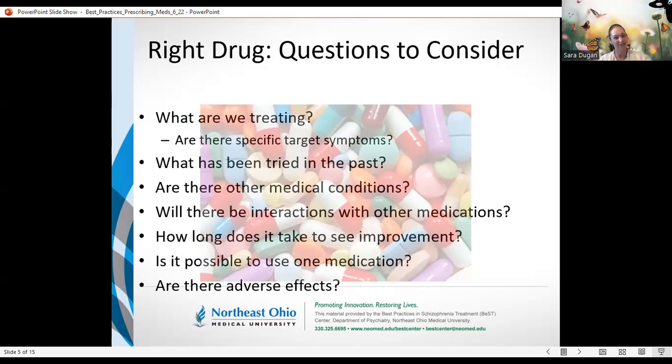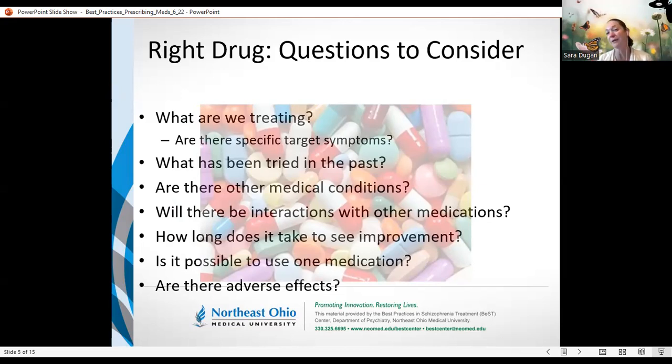For some of the conditions, depression being one of them, we may have a menu. So we have a handful of different medicines that we could choose from. So trying to determine which one would be the best fit. Yes, sometimes we can use pharmacogenomic data, but that's not always going to tell us this is exactly what we need to use.